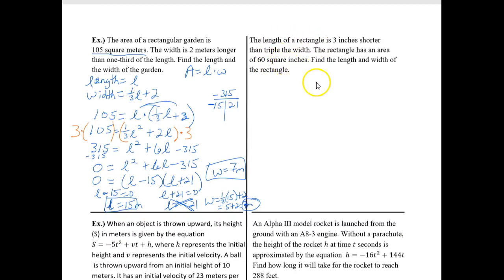Example on the right says the length of a rectangle is 3 inches shorter than triple the width. The rectangle has an area of 60 square inches. Find the length and the width of the rectangle.